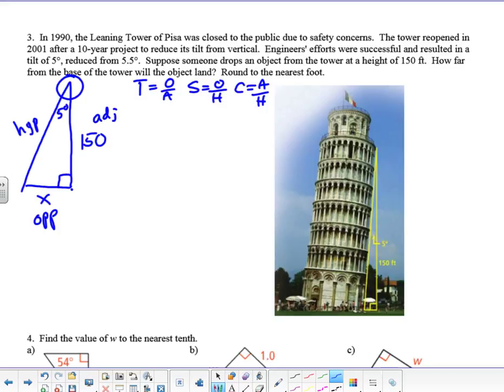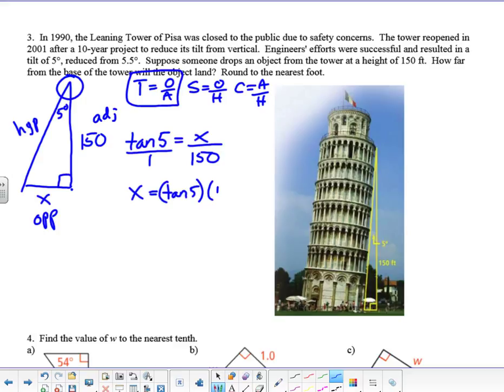Well, what do we know? We're looking for the opposite. We know the adjacent. That means we're going to use tangent. So the tangent of 5 degrees equals the opposite over the adjacent. We're going to put this over 1, and now we use the cross product property. So we multiply across. X equals the tangent of 5 times 150.